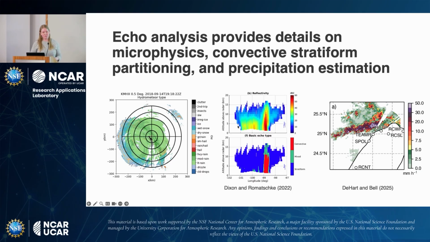Showing this new three-dimensional convective stratiform partitioning algorithm. And then on the right is a figure from mine and Michael's most recent paper showing precipitation rate from the PRECIP field campaign, and this is using S-Pol data. So there's all these different things that you can retrieve from radar.